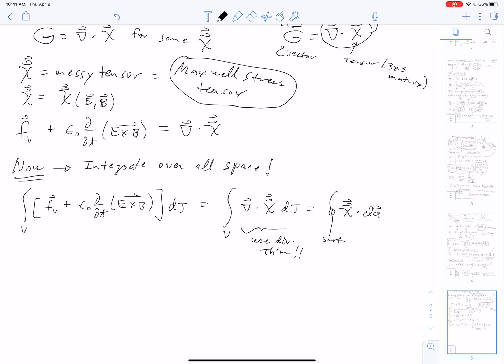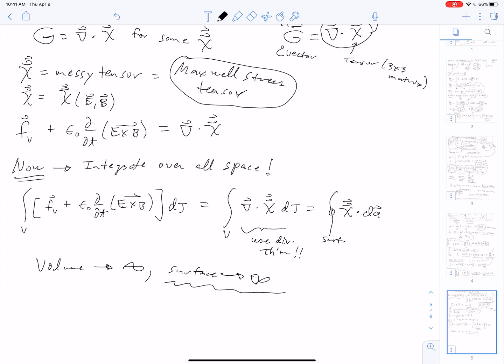And you can do that because this is a matrix. You can always dot a matrix into a vector. That leaves you with a vector. And so I can do this, but then what we can do is if we integrate over all space, that means that the volume goes to infinity and the surface goes to infinity.